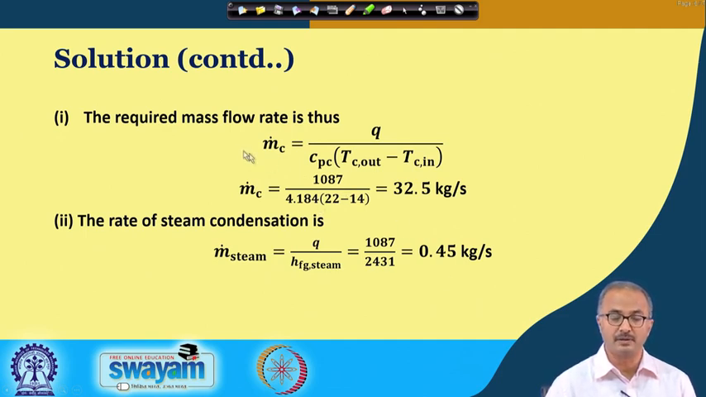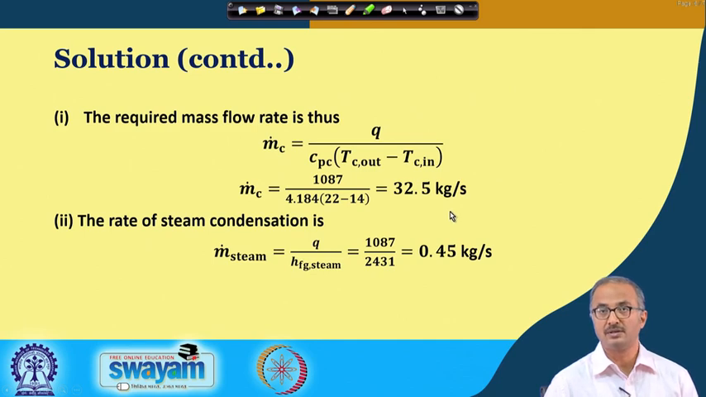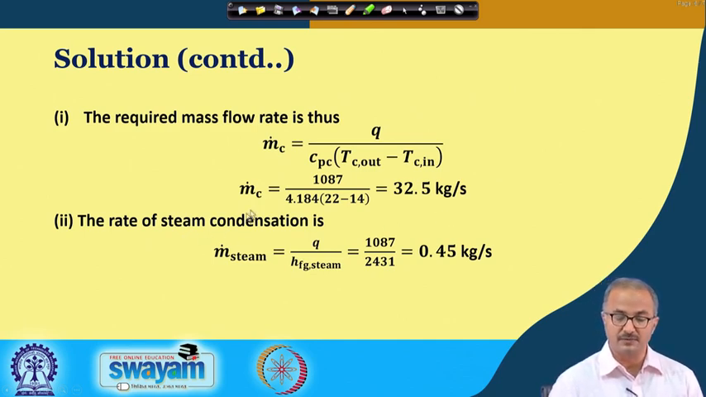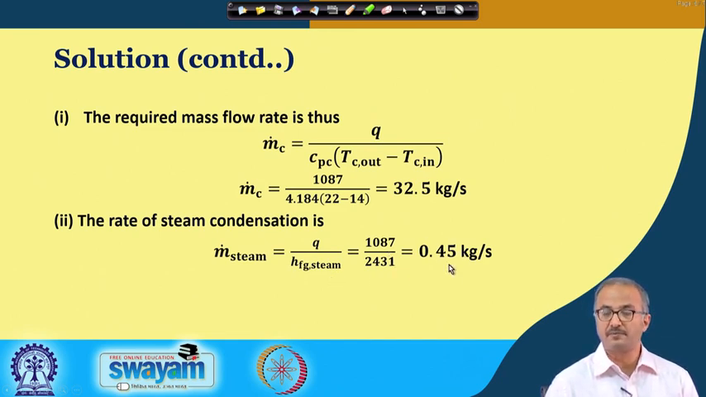Now the mass flow rate of the water required comes out as Q divided by C_pc times (T_c out minus T_c in). We plug in the values of these variables, and this is the mass flow rate of the cold water on the tube side. Once we get this Q, we can also find how much steam has condensed: Q divided by h_fg, the enthalpy of vaporization. That means 0.45 kg, about 450 grams of steam has condensed. So this is a very direct approach to heat transfer analysis to find these kinds of flow rates.